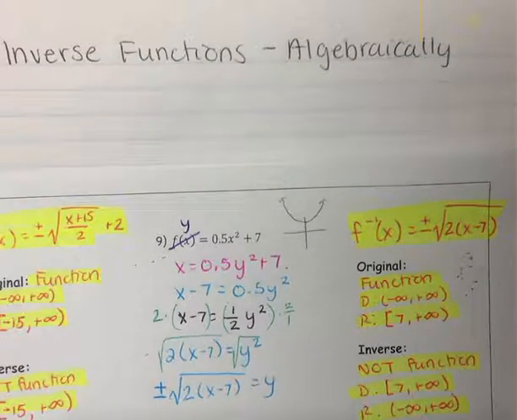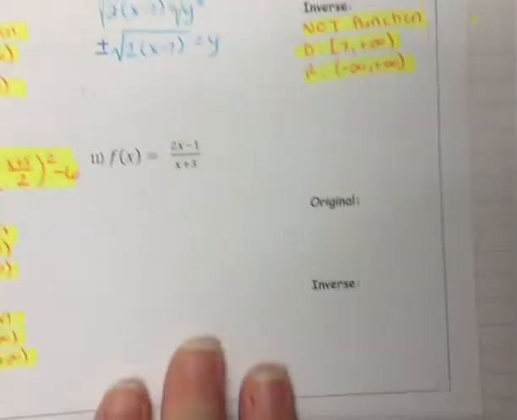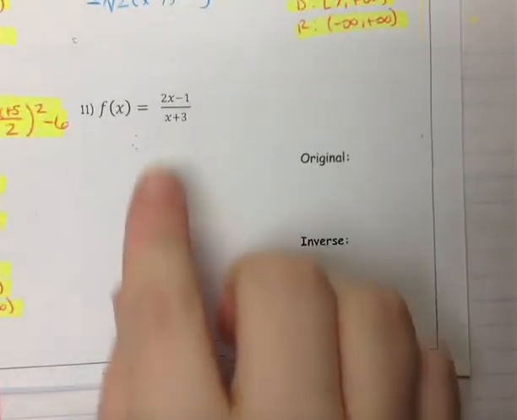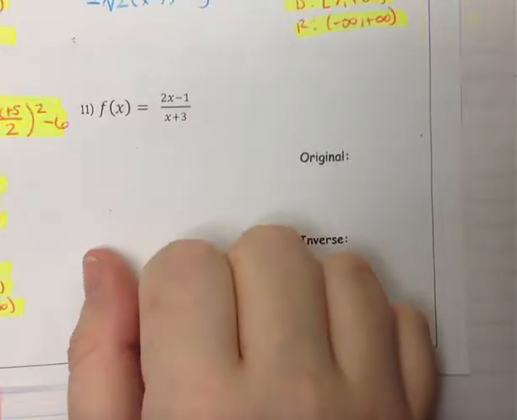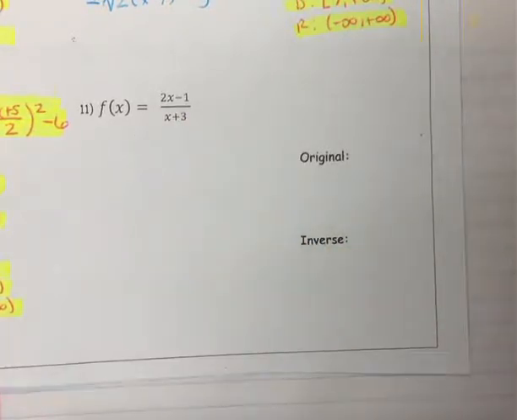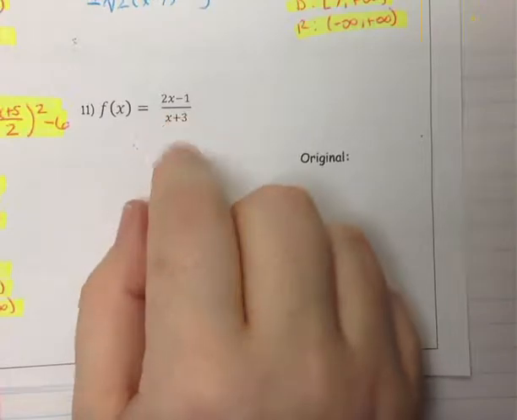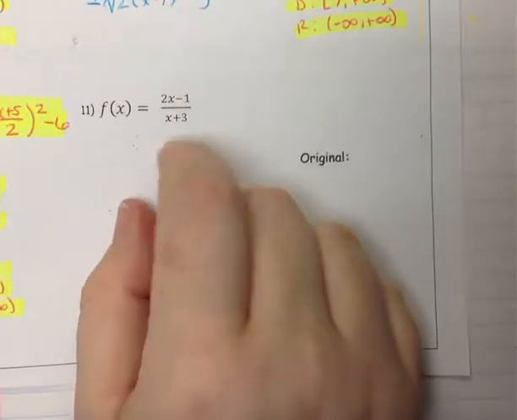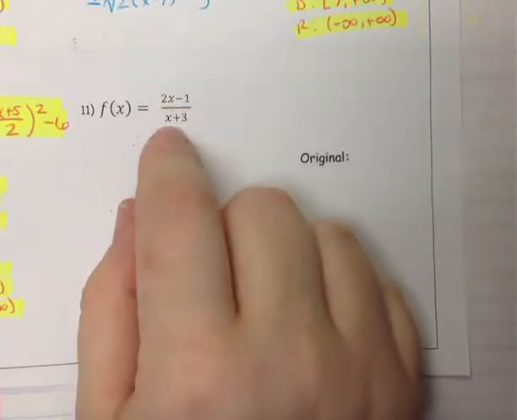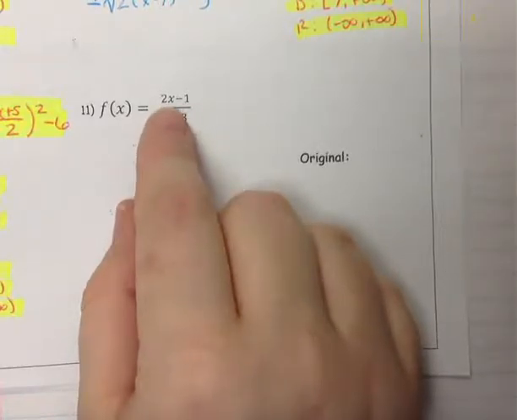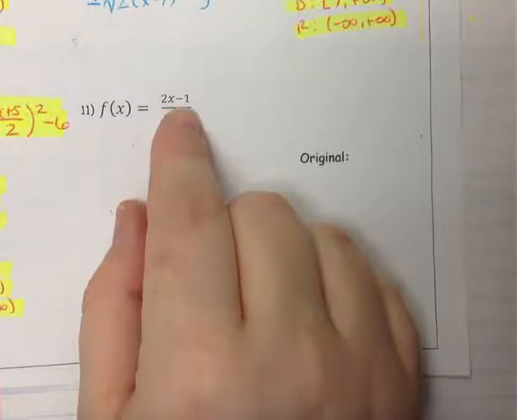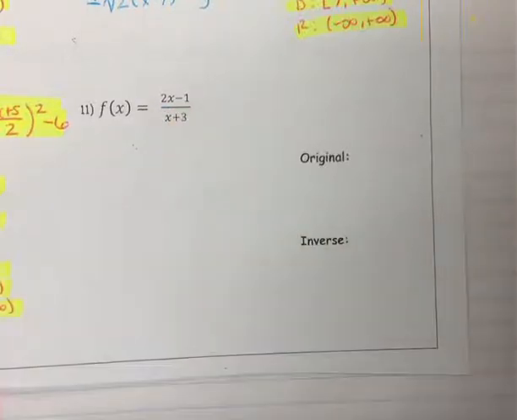This video is on inverse functions algebraically. I'm going to be doing the last example, which is different than what we've seen because on all the other ones we've had a quadratic or a square root or a cubic. This is a rational function, meaning that we have x's on top and x's on the bottom. Means we cannot divide by 0. So we have to be careful about our domain and our range because we will have asymptotes.